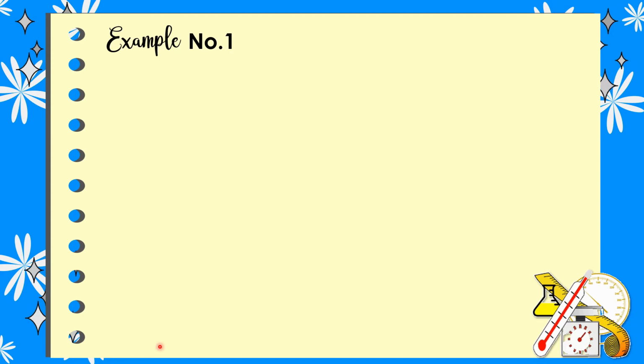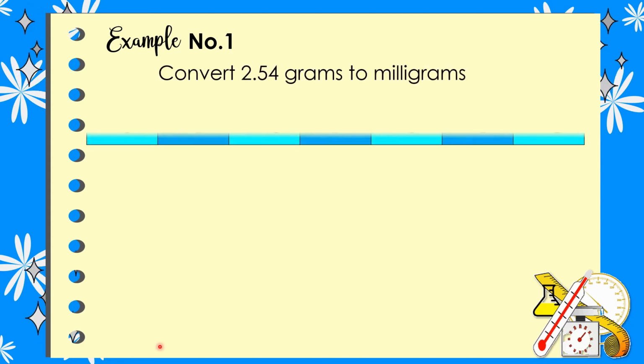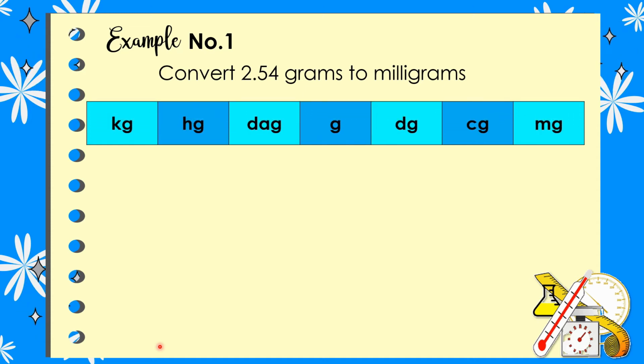Example number 1. Convert 2.54 grams to milligram. Paano natin gagawin yon? Siyempre, gamit ulit tayo ng ating metric converter. Yun nga lang, papalitan natin yung units natin. So, King Henry don't usually drink chocolate milk. Since gram ang ating base unit, so napansin nyo, ang nilagay natin sa ating mga prefixes is yung gram din. So, ngayon, para masagutan natin siya, tingnan natin kung gaano kalayo si gram kay milligram. So, 3 units away sila sa isa't isa.